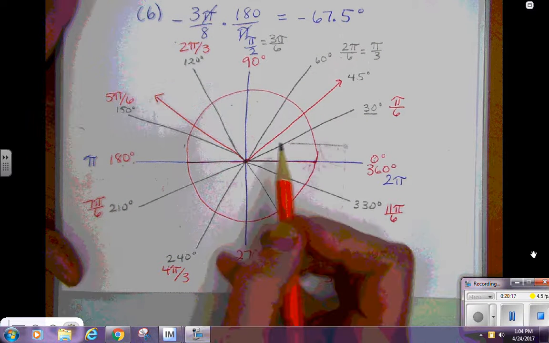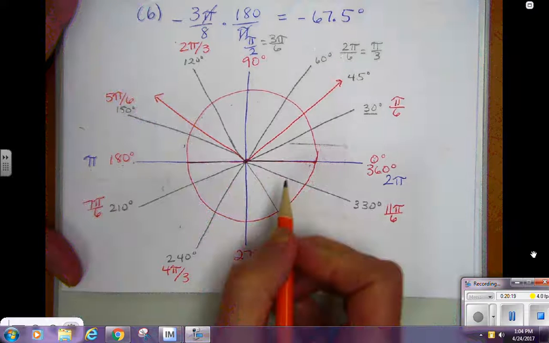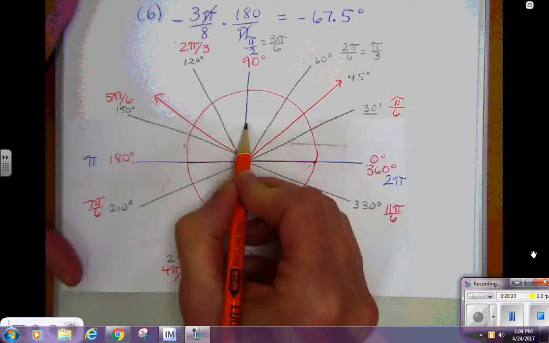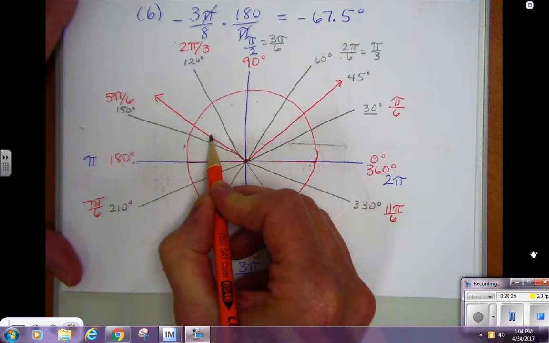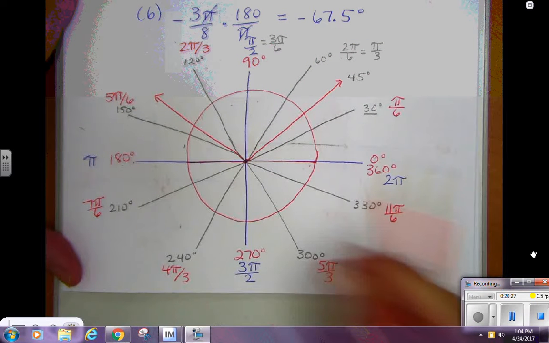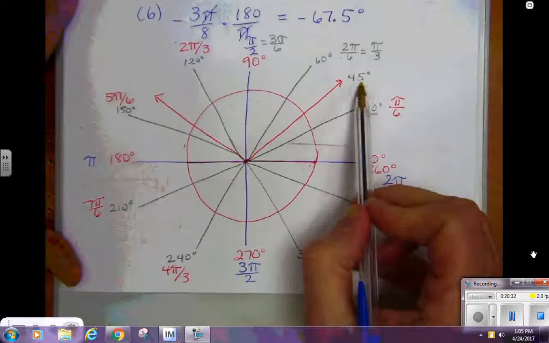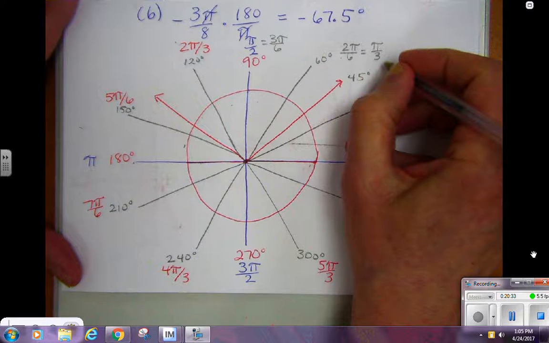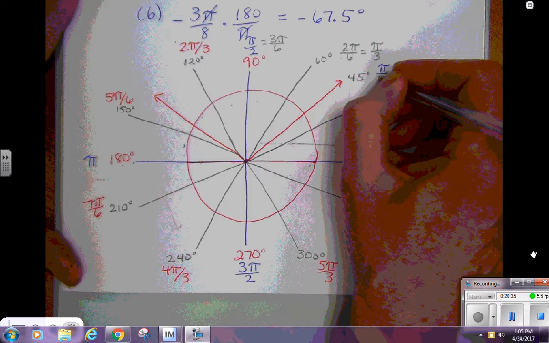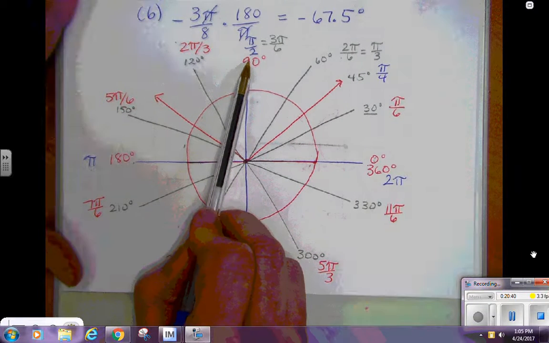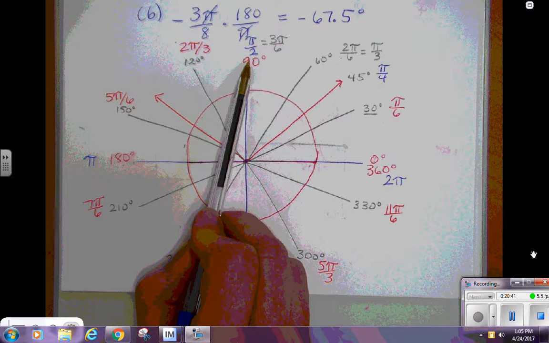So how many parts am I dividing this into? 4. I have 1 part, there's 2 parts right there, there's 3 parts, and then that's 4 parts. So my radian here is 1/4 pi, or pi over 4. 90 degrees is 2 pi over 4, which reduces to pi over 2.